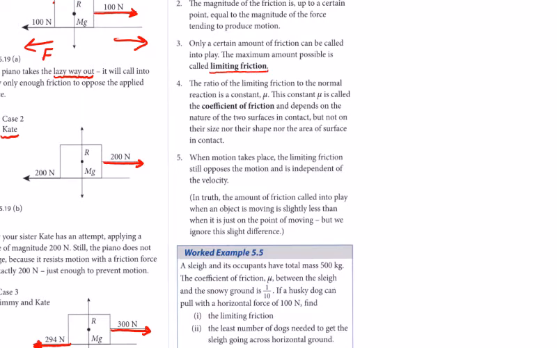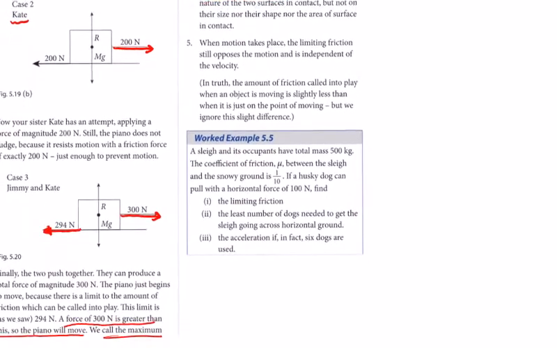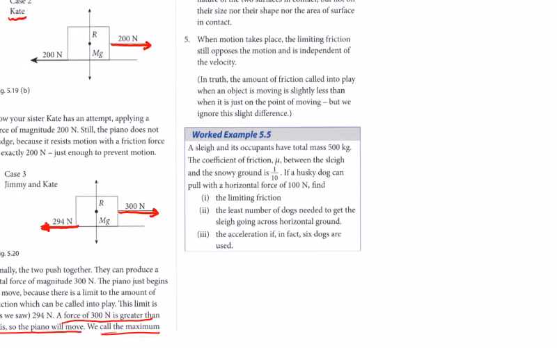The ratio of limiting friction to the normal reaction is this mu, and this constant mu is called the coefficient of friction, and depends on the nature of the two surfaces in contact, but not on their size and shape, nor the area of the surface. When motion takes place, the limiting friction still opposes the motion and is independent of the velocity. And in truth, the amount of friction called into play when an object is moving is slightly less than when it's just on the point of moving, but we ignore this slight difference for mathematical purposes.